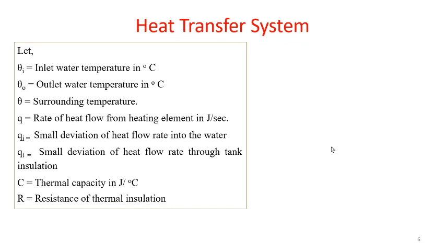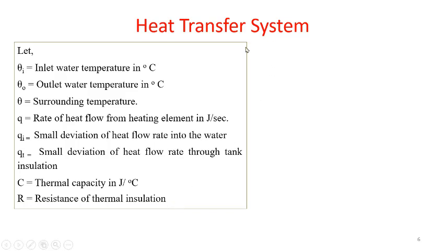To go further, let's make some assumptions. Let theta i be the inlet water temperature in degree centigrade, theta o the outlet water temperature in degree centigrade, theta the ambient or surrounding temperature, and small q the rate of heat flow from the heating element in joules per second. Qi is a small deviation of heat flow into the water, and Qt is the small deviation of heat flow rate from the tank insulation. C is the thermal capacity given in joule per degree centigrade. R is the resistance of the thermal system.